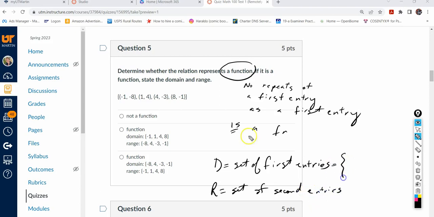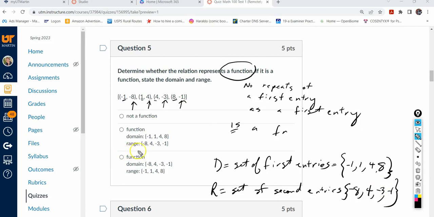So the domain is going to be the set consisting of -1, 1, 4, and 8. And then the range is going to be the set of second entries. So that'll be -8, 4, -3, and -1. Okay, so that looks like this one here.